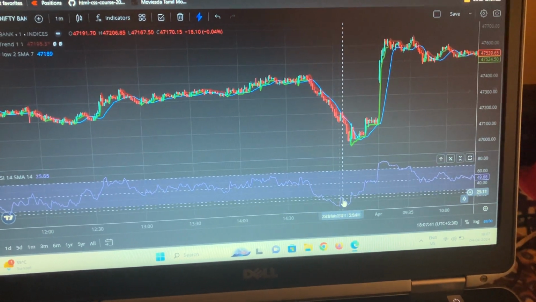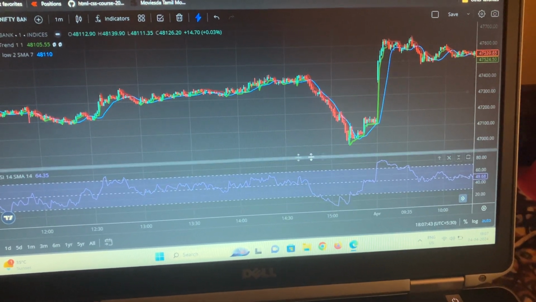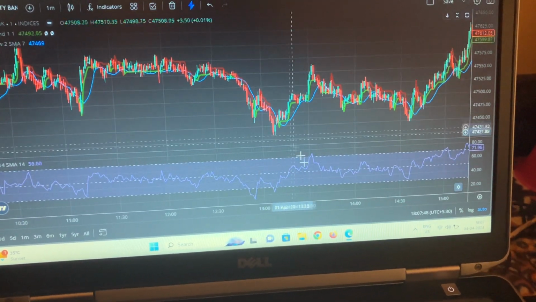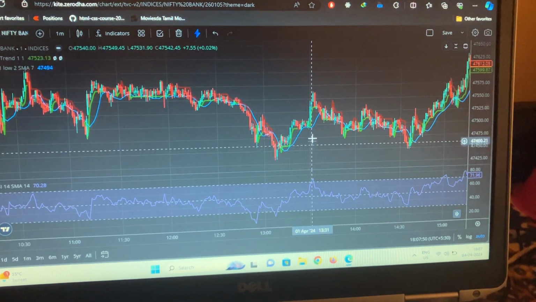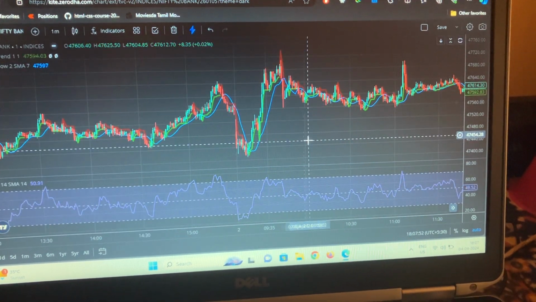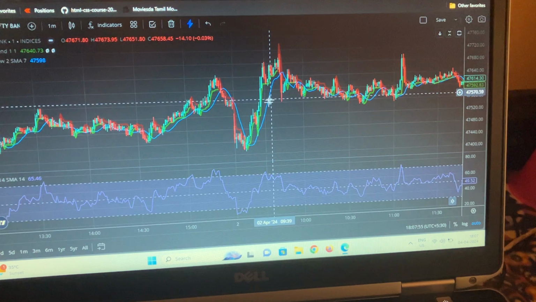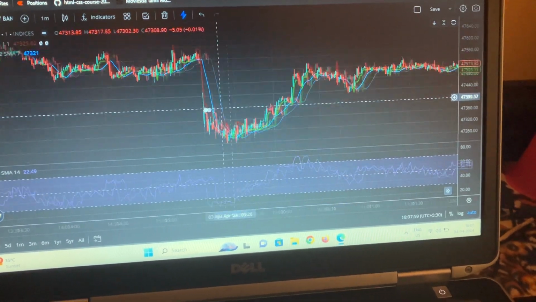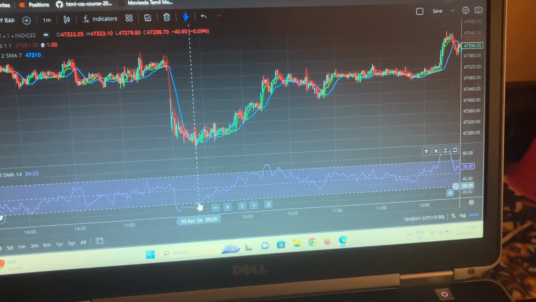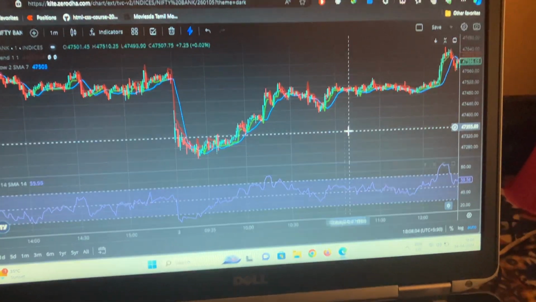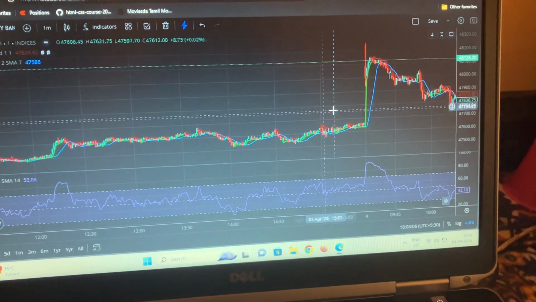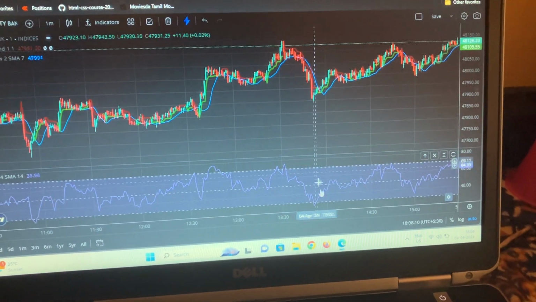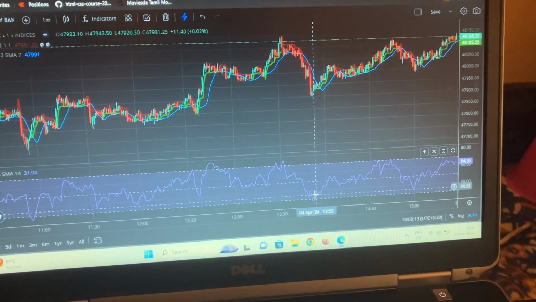All I have to do is wait. This is again one more level, second level. This is one more level, third level. This is one more level, fourth level. This is again one more level, fifth level. This is again one more level, it is the sixth level.